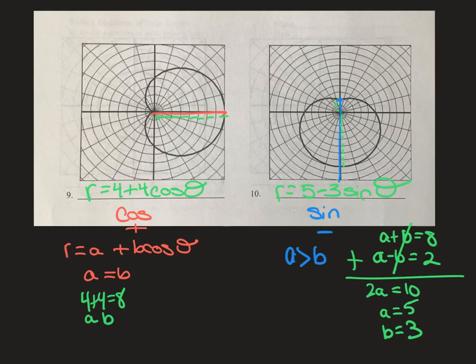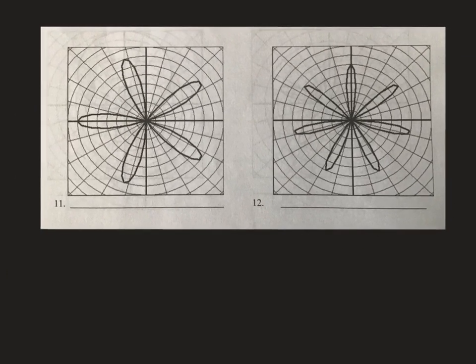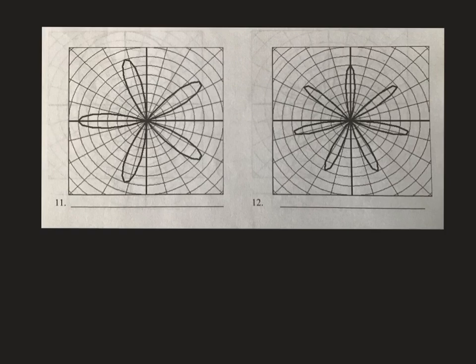Okay, let's do the last two. So the last two are both roses. That makes things a little bit easier. So let's see. This one has B equal to 5 petals. So we don't need to double it. That's good. And these petals are 1, 2, 3, 4, 5. Oops, I forgot a circle. 1, 2, 3, 4, 5, 6, 7 long.